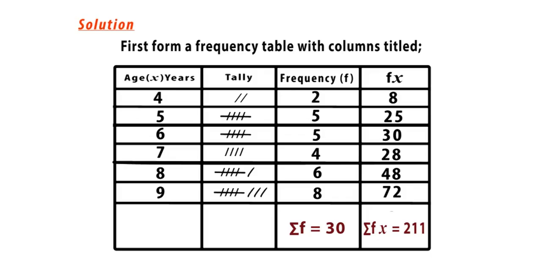And 4, its frequency is 2. 5, its frequency is 5. With 6, frequency is 5. 7, frequency 4. 8, frequency 6. And 9, frequency 8. Good.